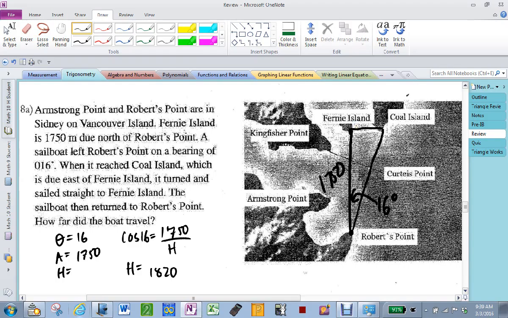And then I need this side. How many options do I have to find this side? Can I use Pythagoras? Can I use sine? Can I use cos? Can I use cos to find the last side?